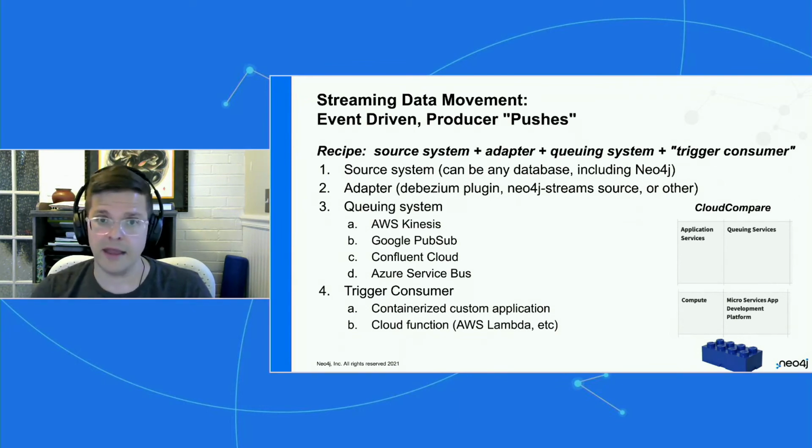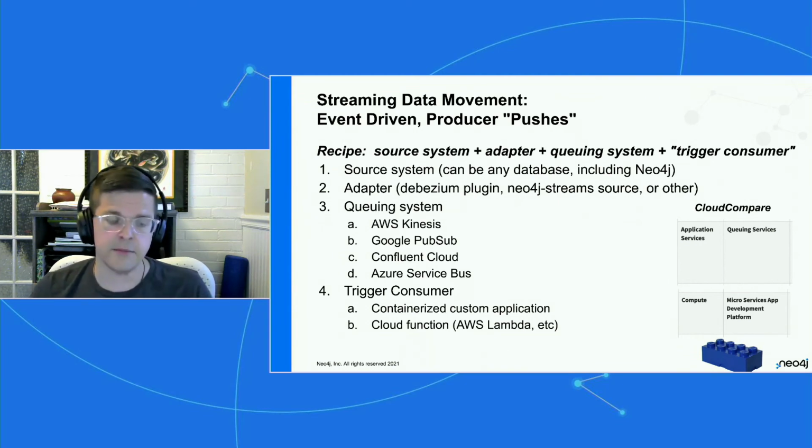So the source system, again, it can be literally anything under the sun. It can be any database, including Neo4j. So the adapter is going to be something like a Debezium plugin for a database, or if you're familiar with the Neo4j adapter, the Neo4j connector for Apache Kafka, Neo4j streams, things along those lines, you can set it up so that whenever a transaction commits into Neo4j, it fires a message out on a Kafka topic, for example. And so that is the producer pushing the data out to somebody else in the architecture.